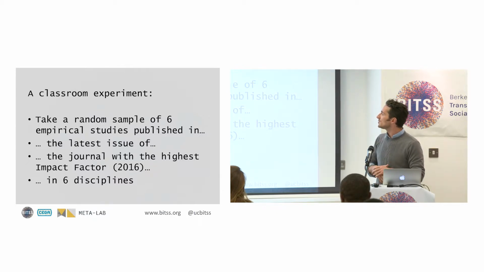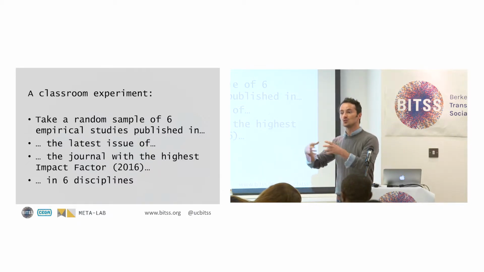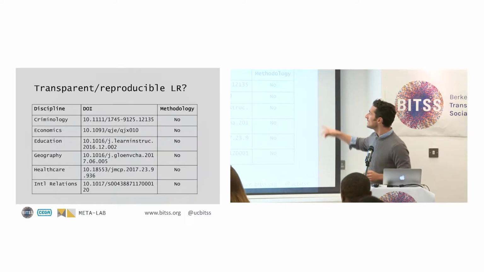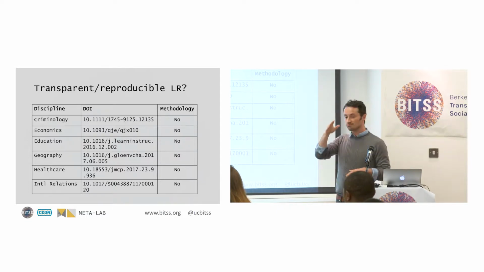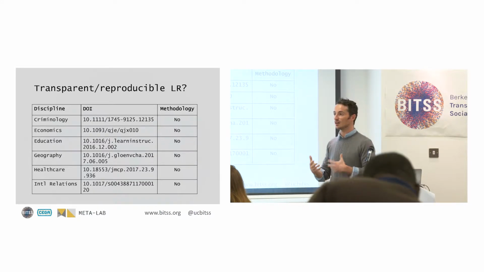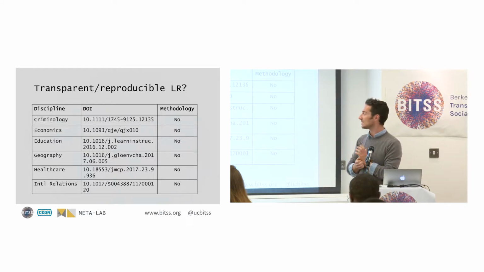But just to convince you, I took 6 empirical studies from different disciplines in journals with high impact factors, and I was interested to find out what the authors say about the methods used to collect the studies in the literature review. These are in different fields: criminology, economics, education, geography, healthcare, international relations. And I just read quickly the literature review to find out if there was any kind of information on methodology saying, well, the literature comes from that database using these keywords, etc.